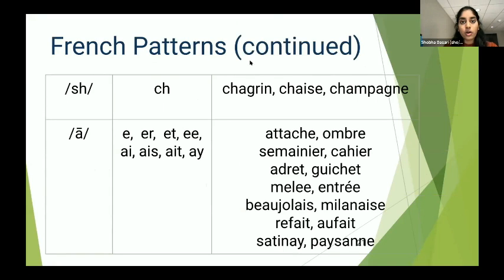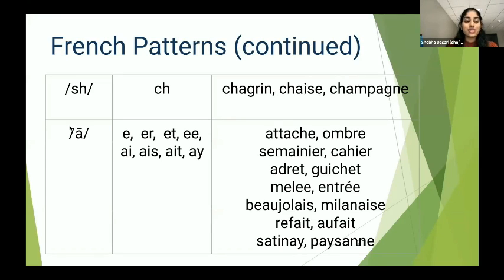Yeah, for more French examples, the sh sound is spelled with a CH in French. So instead of using an SH, it's usually spelled with a CH. Examples of this are chagrin, chaise, and champagne. All of those have the sh sound, but are spelled with a CH.